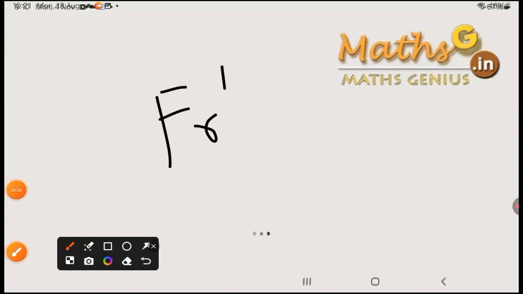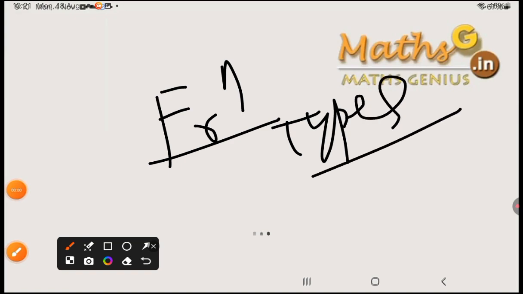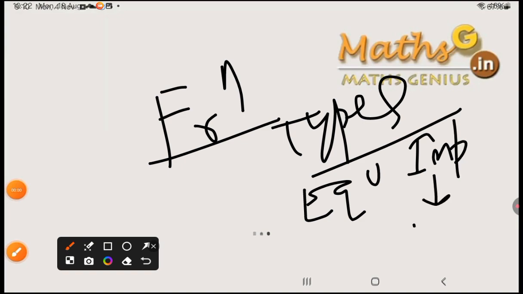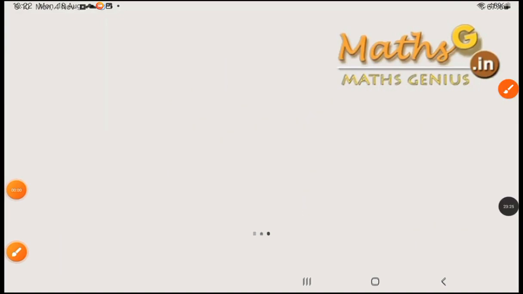So, thank you all for now. We discussed what a fraction is, what the types of fractions are, another type of fraction, then equivalent fractions, then converting improper fractions to mixed and mixed to improper.